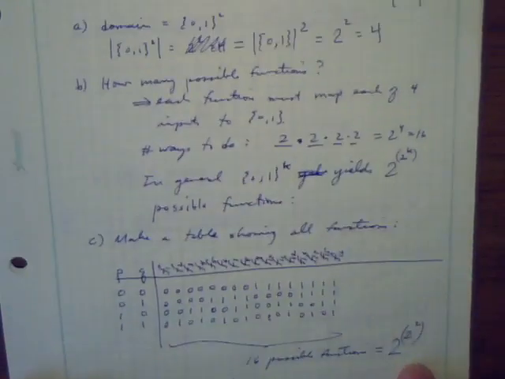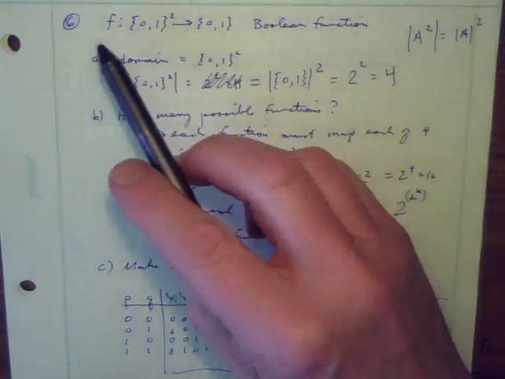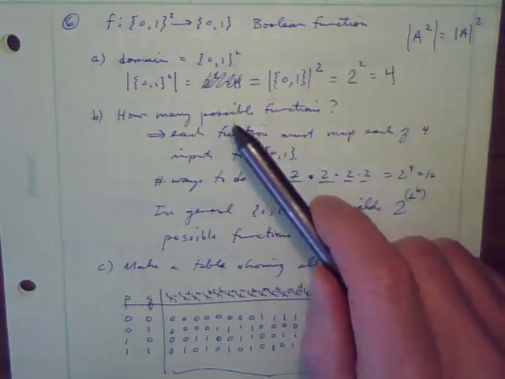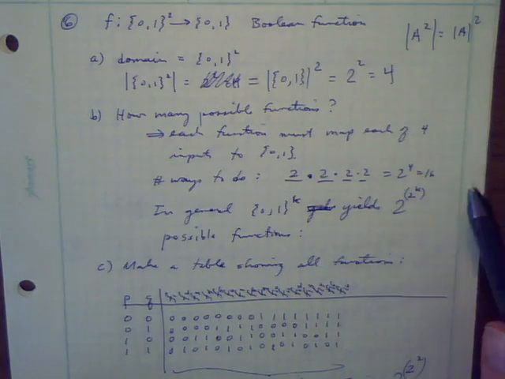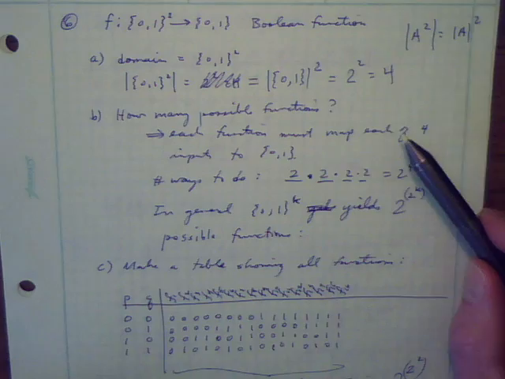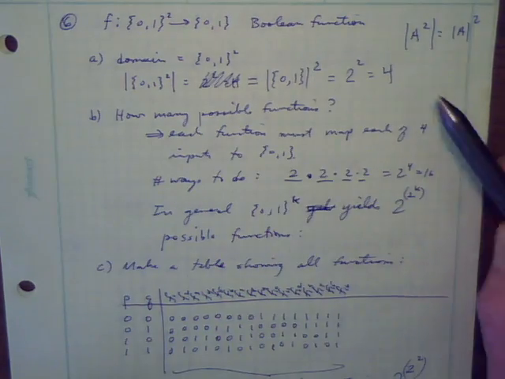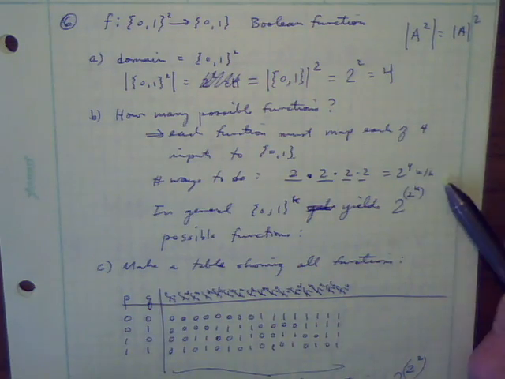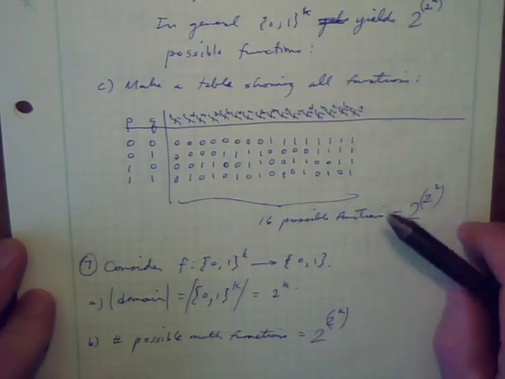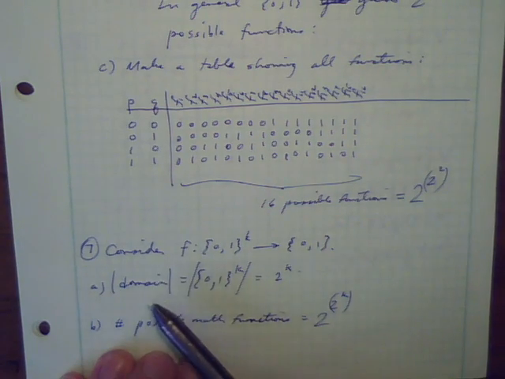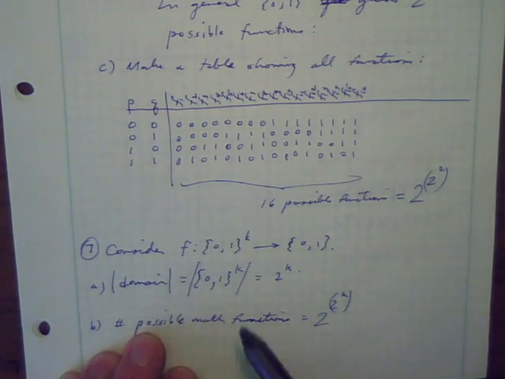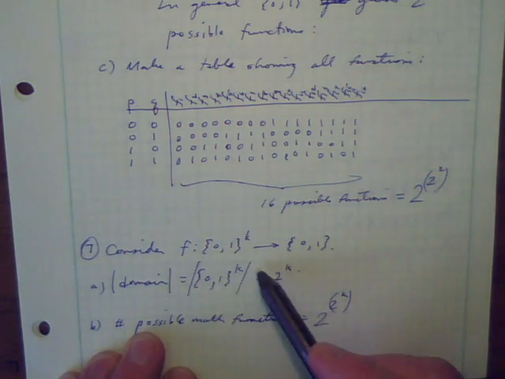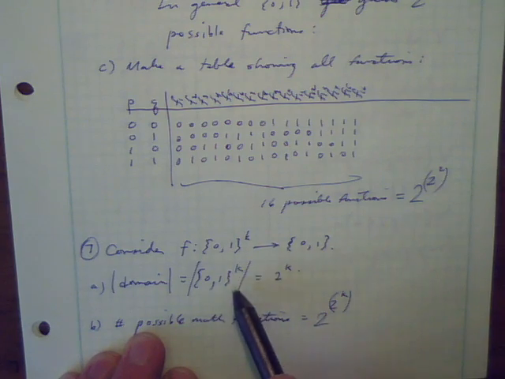This one really builds off of the example from number 6, where we were mapping {0, 1} squared as the domain, and we found that there were 2 squared possible inputs and 2 raised to the 2 to the 2, or 2 to the 4th, or 16 possible functions. And as covered in class, the size of the domain, put vertical lines around it like an absolute value sign, is equal to the size of the set {0, 1} raised to the kth power.